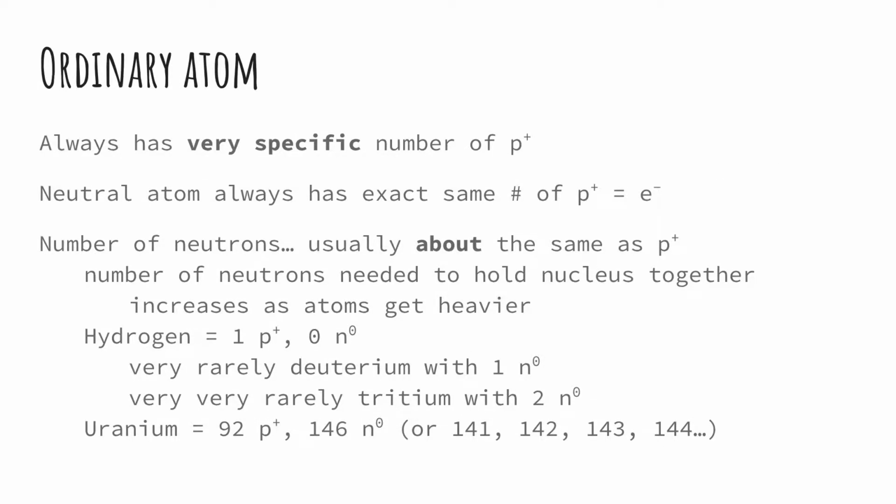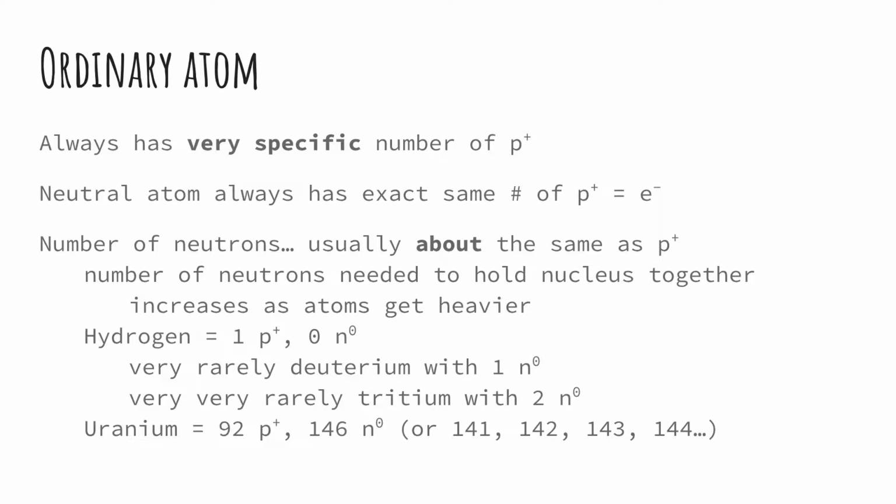So, an ordinary atom, you know it's going to have a particular, very specific number of protons, because that is the identity of the element. The number of protons is what gives it that identity. And if the atom is neutral, it will have the same number of protons as it does electrons. So that's also very easy. A neutral hydrogen atom has one proton, and thus it would have one electron. A neutral carbon atom will have 6 protons, therefore it would have 6 electrons.